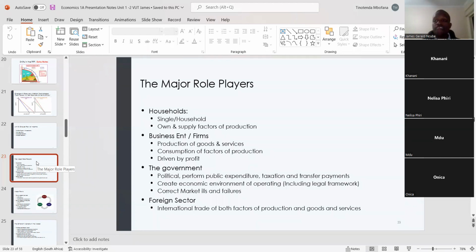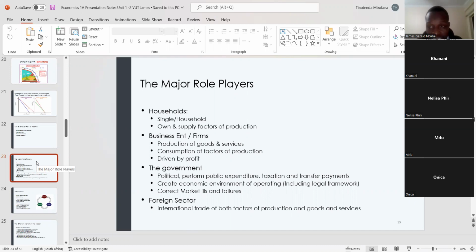So the households are the owners of the four factors of production. It is the households that own the land. It is the households that own the labor. It is the households who have the entrepreneurial skills, and it is the households who have the capital, right? So the households are the owners of the factors of production. Understand that correctly, right? Then what are businesses?